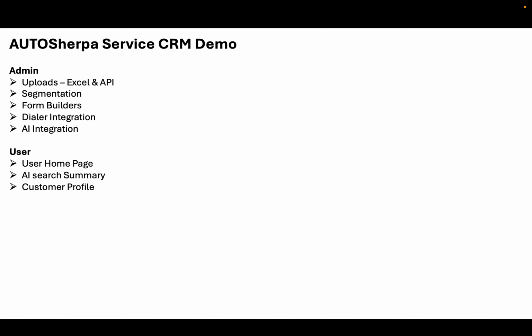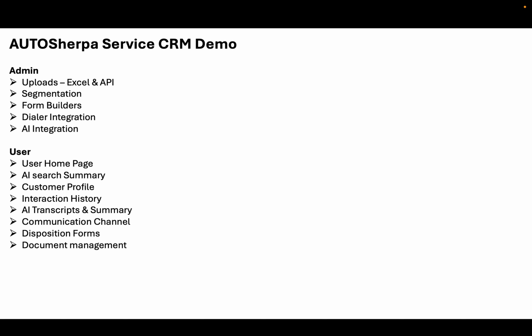And then we'll also look into the customer profile, which is also called the 360-degree page, interaction history, AI summary and transcripts for the call recordings, and then communication channels, dispositions forms, document management. So with respect to reports, very quickly at the end of the product demo, I'll open up a report snapshot and show you the admin and manager report platform.